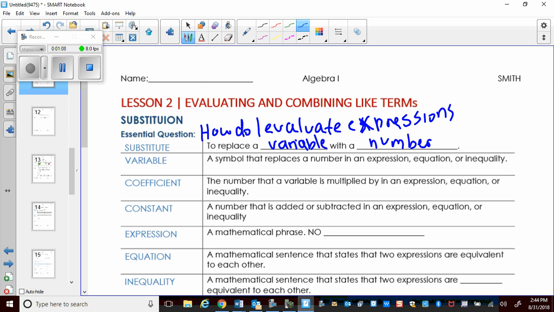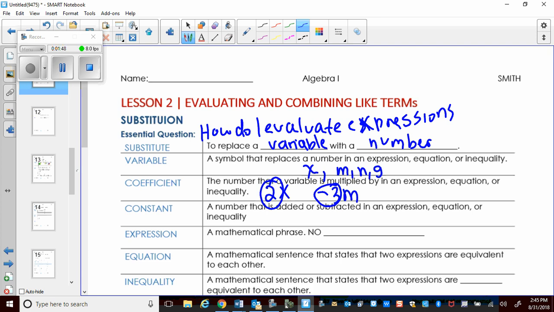Now, variables are symbols that replace a number in an expression, equation, or inequality. Examples of variables are x, m, n, g. Coefficients are numbers in front of a variable. So in 2x, the 2 is a coefficient. For -3m, -3 is my coefficient. It's just a number in front of a variable.